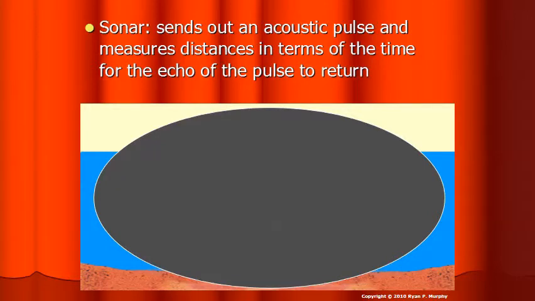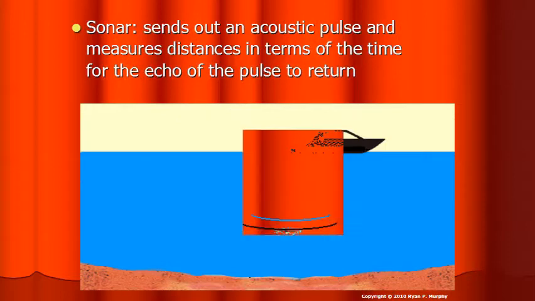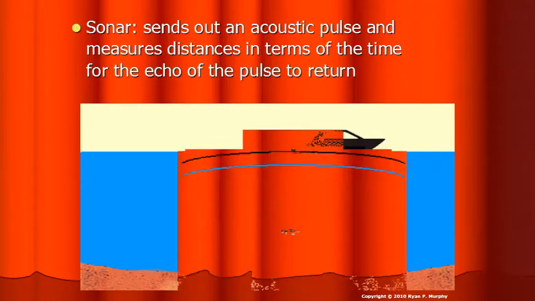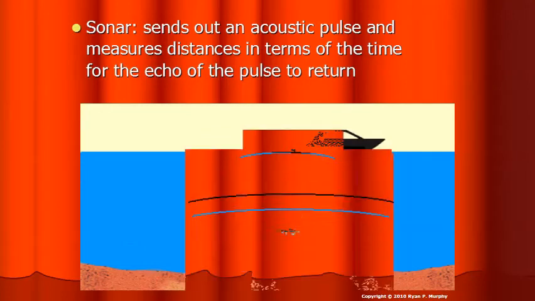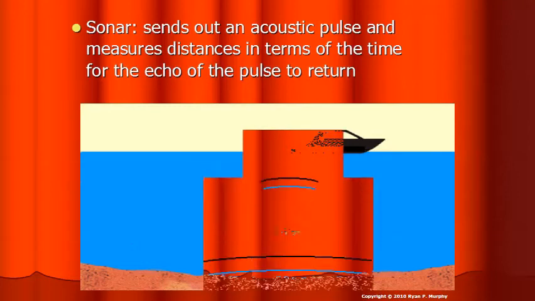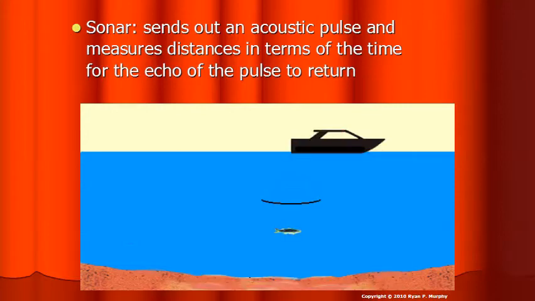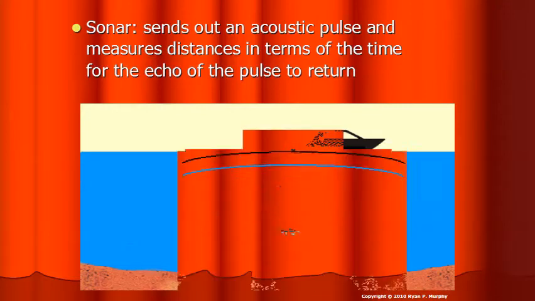All right, sonar. This is something that you may have heard of before. Sonar is something that is used in submarines and boats and things like that. Sonar sends out an acoustic pulse and measures the distance in terms of the time for the echo of the pulse to return. I'm going to say that one more time because that's kind of a long sentence. It sends out an acoustic pulse, meaning a sound, and measures the distance in terms of the time for the echo of the pulse to return.